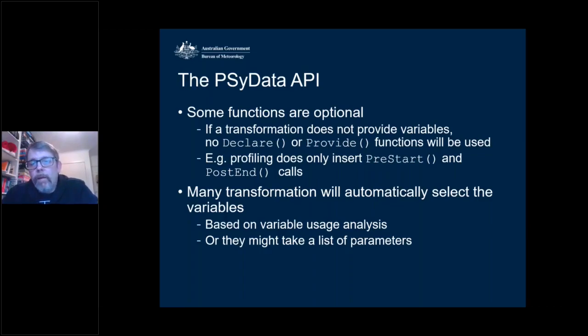Now many, and at this stage actually all, transformations will automatically select the variables. Internally in PSyclone, we're using a variable usage analysis that tells us which variables are input parameters, which ones are output parameters. So there's no need to supply them. But they might also take a list of parameters. If you think of visualization, you might need to tell the application at compile time, okay, please visualize this field.